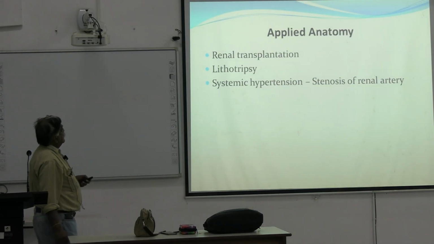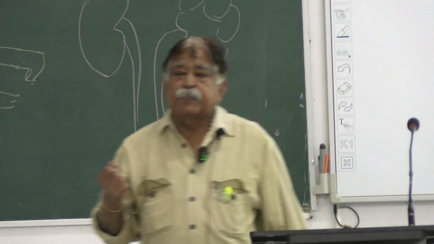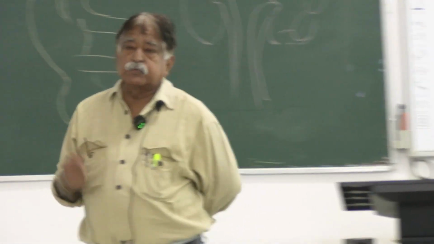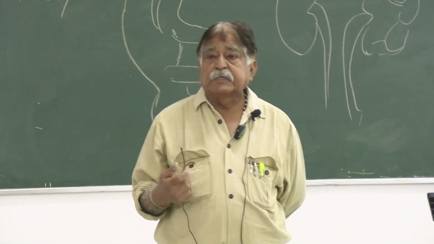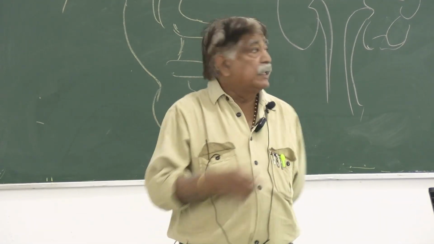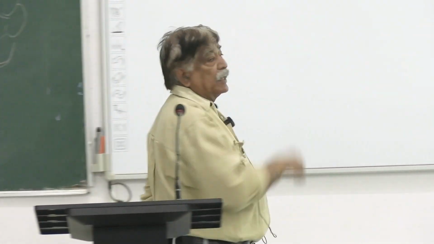Applied anatomy, renal transplantation, lithotripsy, systemic hypertension, stenosis of renal artery. So, if a patient is not responding to your antihypertensive drugs, then think that it can be systemic hypertension due to stenosis of the renal artery, and that the patient requires a surgery.